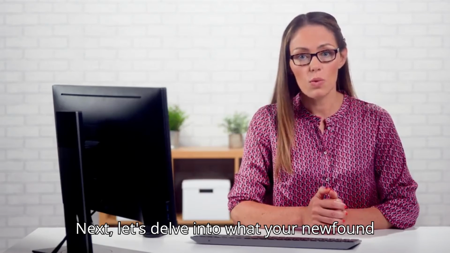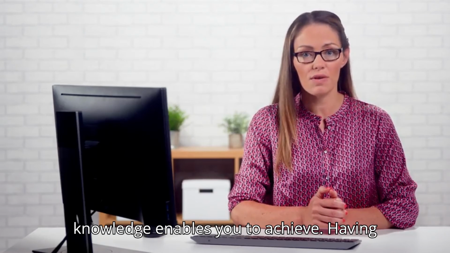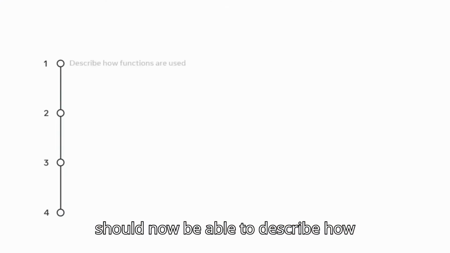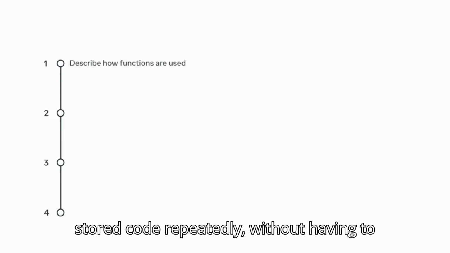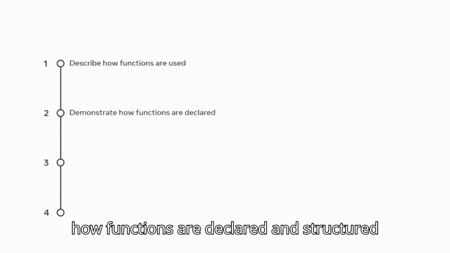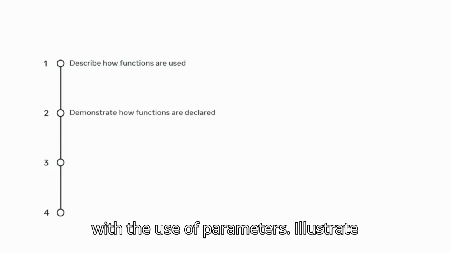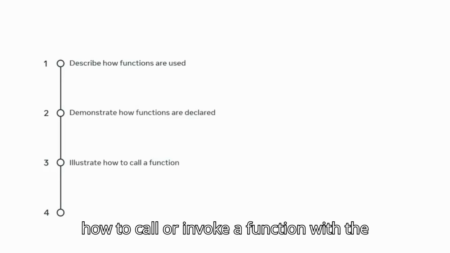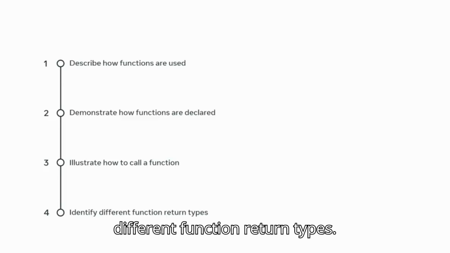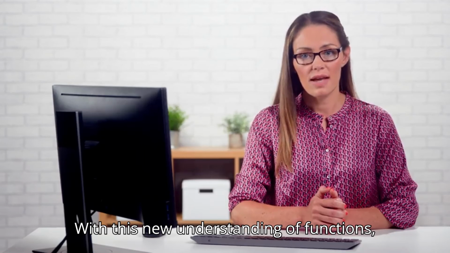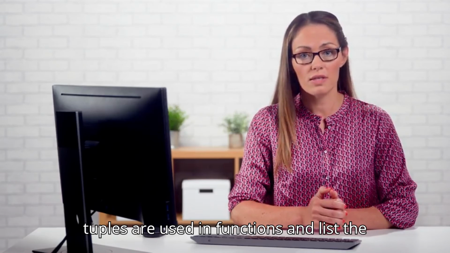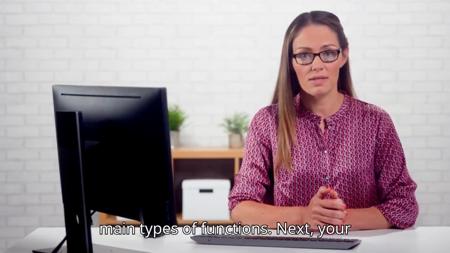Next, let's delve into what your newfound knowledge enables you to achieve. Having completed the lesson on functions, you should now be able to describe how functions are used to run the same set of stored code repeatedly without having to adjust the code every time. Demonstrate how functions are declared and structured with the use of parameters. Illustrate how to call or invoke a function with the use of parameters. And identify different function return types. With this new understanding of functions, you should also be able to explain how tuples are used in functions, and list the main types of functions.